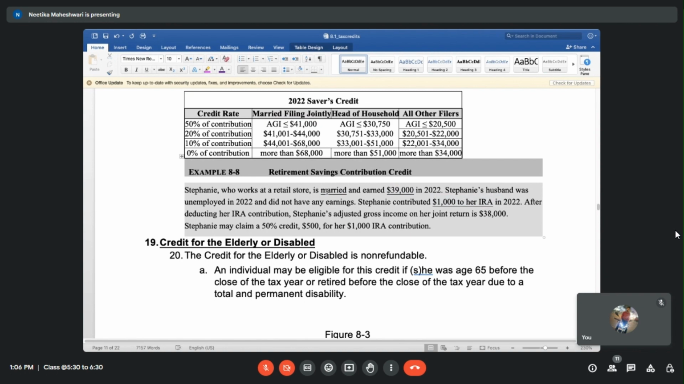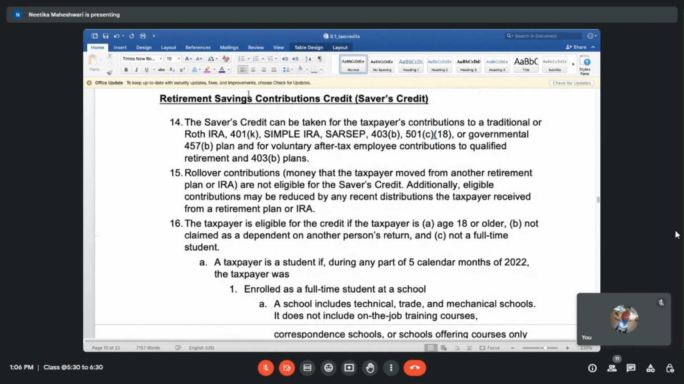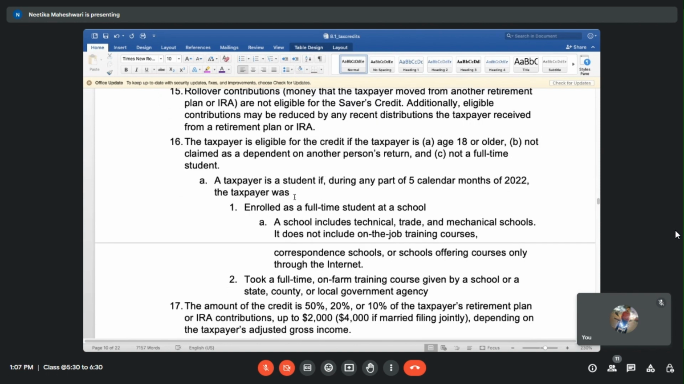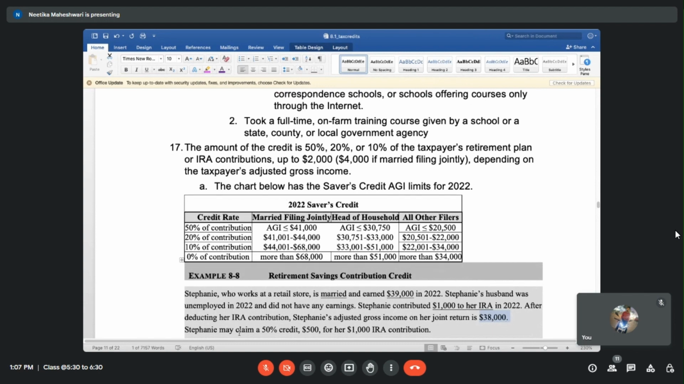Right. So she is married, so we'll look into the married category. She has earnings, and her husband has no earnings. He was unemployed, and she contributed $1,000 to her IRA. So in order to claim the credit, she definitely has to contribute something to the IRA. Sorry, not to the IRA, to any retirement plan. Otherwise, she cannot take the credit. So they are saying that she has put in $1,000, and after deducting her IRA contribution, her income becomes $38,000 because that will not be taxable. And Stephanie may claim a 50% credit.